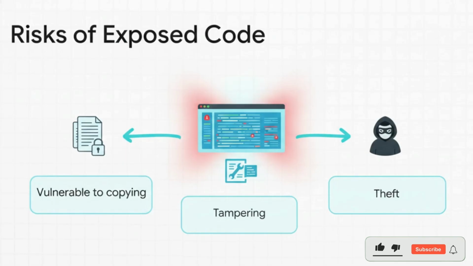So the crucial point is that this total visibility isn't just a minor annoyance, it's a massive vulnerability. Leaving your raw code exposed basically invites copying, unauthorized tampering, and outright theft of your intellectual property. Because your source code is entirely readable, anyone can simply lift your hard work and use it for themselves, or worse, manipulate it to behave in ways you totally never intended.